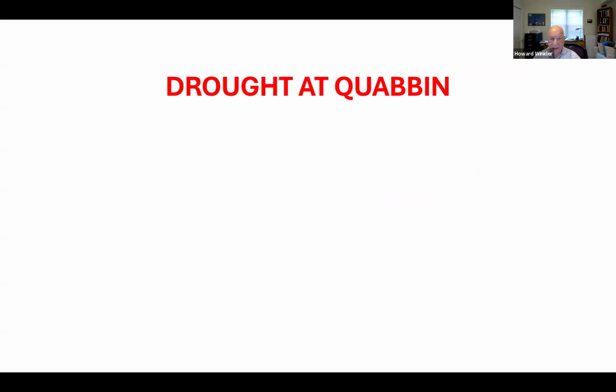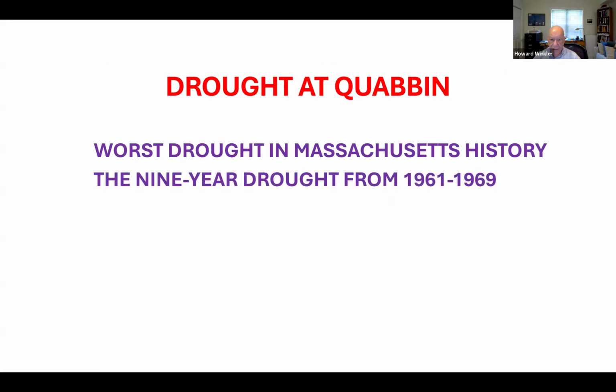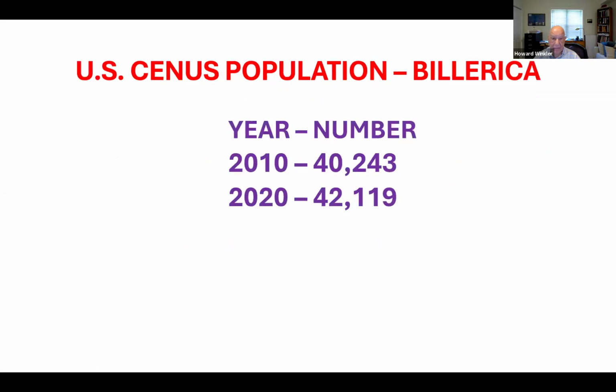I just wanted to quickly say, I remember when I was living in Arlington, I now live in a retirement community, but the worst drought in Massachusetts history was the 9 years, including the endpoints, from 61 to 69. Quabbin was at its historic low level. In March of 1967, it had dropped to 45% of its capacity. Very worrisome at the time. No reason why it cannot happen again.